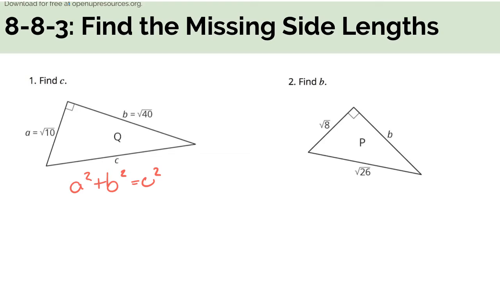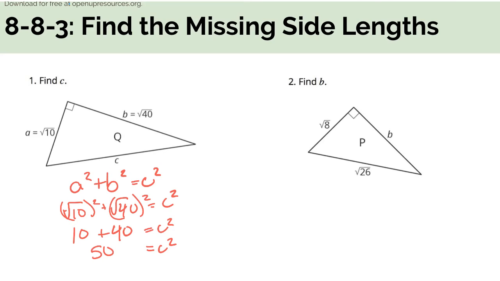Okay, if we're going to find C in number 1 here, always start by writing your Pythagorean theorem, and then let's fill in what we know, and we will figure out what C is. Square root of 10 squared is just 10. Square root of 40 squared is just 40. And so I get 50 to equal C squared, which means just C is going to equal the square root of 50. And that idea goes back to when you had the area of the square, and then you found the side length of the square.